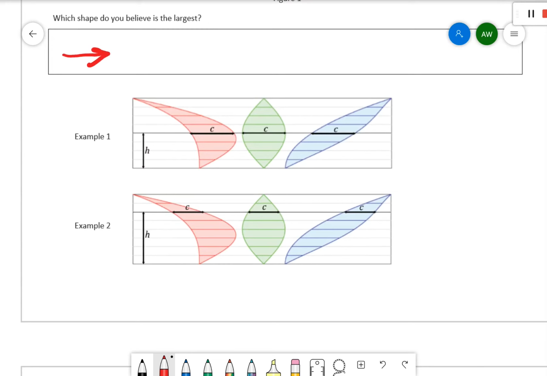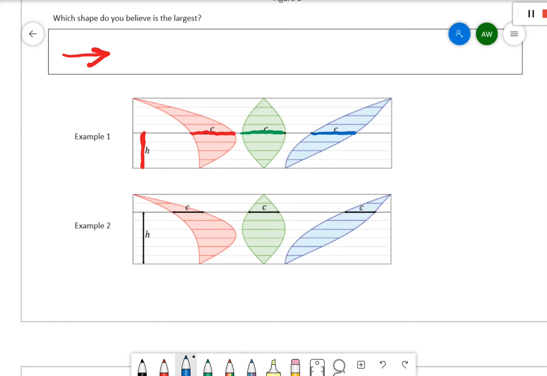So example 1 and 2 here are showing us that at specific heights, right? So this height is at, it looks like, level 4. So if I go up 4 dashed lines, what this first example is telling me is that this distance on the red one, and this distance on the green one, and this distance on the blue one, those are equal. They're all the same size. So that means that these shapes are the same width at that specific height.